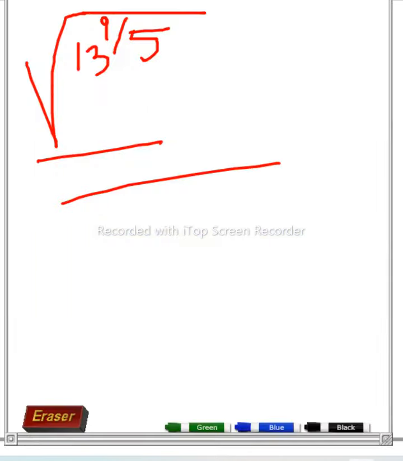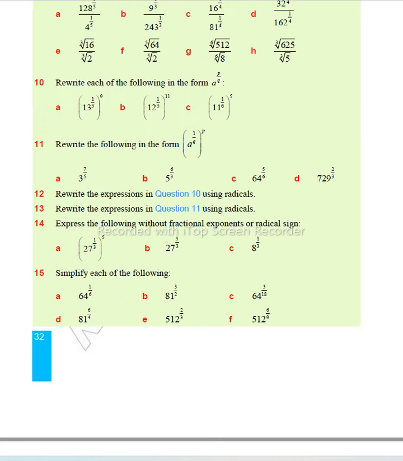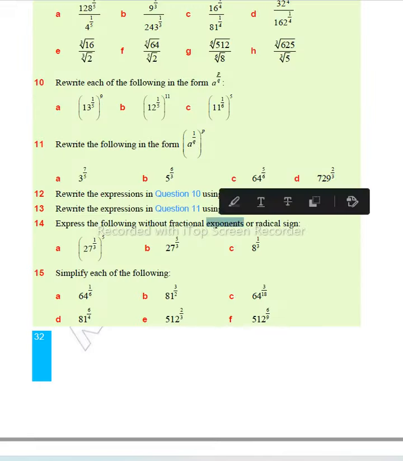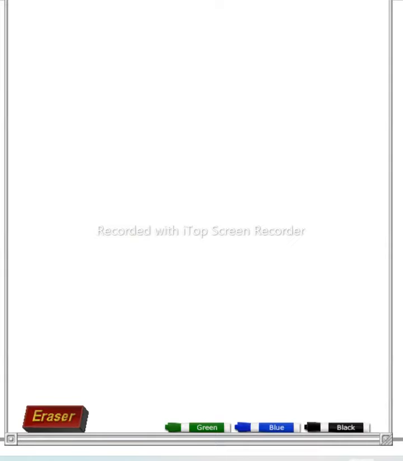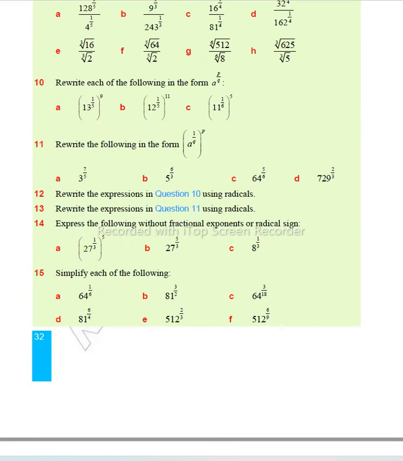So we can write this without radical, without exponent, and without fraction. Let us write 27 to the power of 1 over 3, again to the power of 5, without exponent, radical, or fractional exponent. The equation is like this. Put this without fractional exponent and radical sign also.